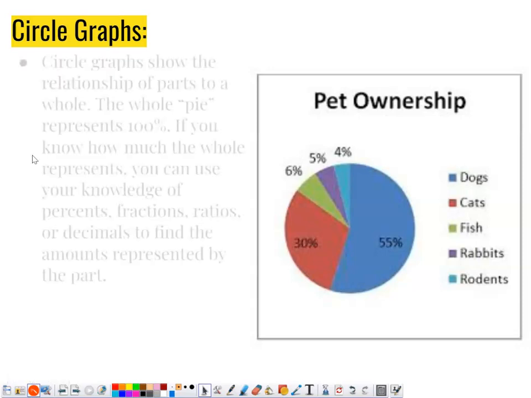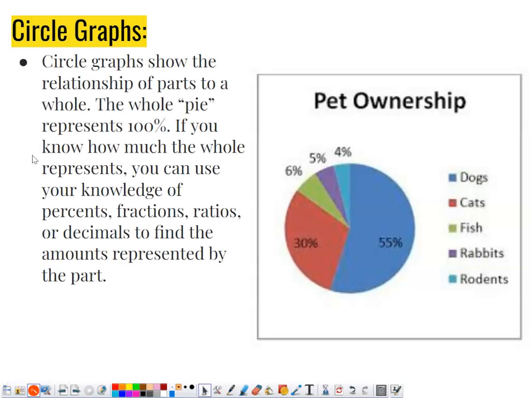Looking at circle graphs. So circle graphs show the relationship of parts to a whole, right? So the whole pie is 100%, and then you can look at all the parts separately to see how they relate to each other, right? So here we're looking at pet ownership. We have a key over here, right? So the dogs, cats, fish, rabbits, and rodents. As you can see, dogs are clearly the biggest portion of the pie with that 55% ownership.